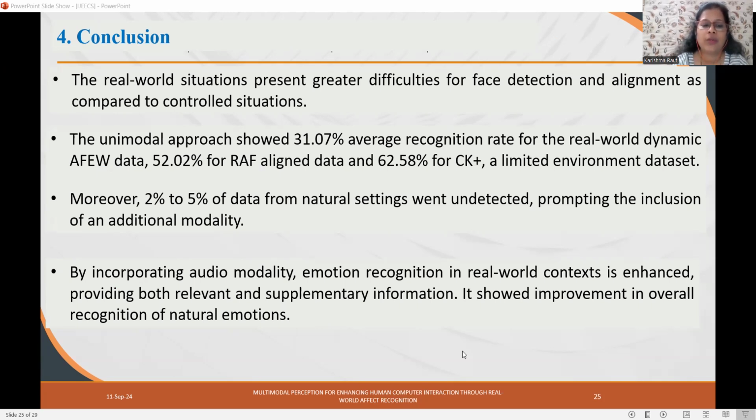By incorporating audio modality, emotion recognition in the real-world context is enhanced, providing both relevant and supplementary information. It showed improvement in overall recognition of natural emotions. It also highlights that data must be analyzed in a coarse to fine manner to appropriately recognize key areas that are responsible for giving prominent features. Future performance can be boosted by exploring deep learning models to capture dynamic and detailed features from videos and by investigating various feature fusion techniques.